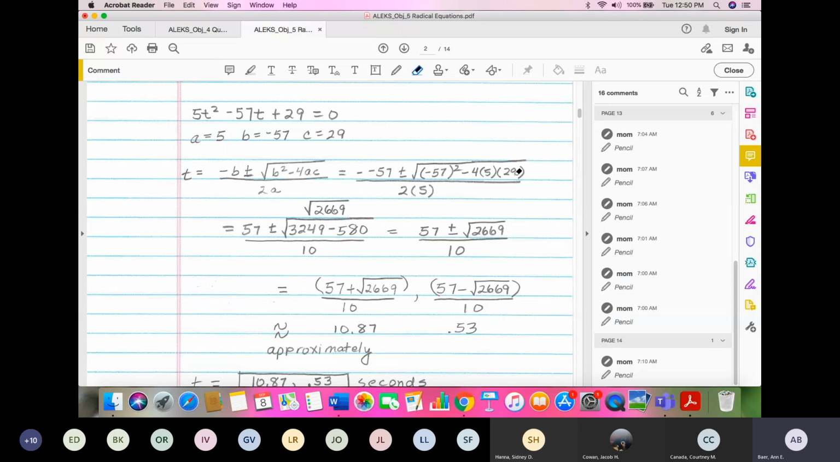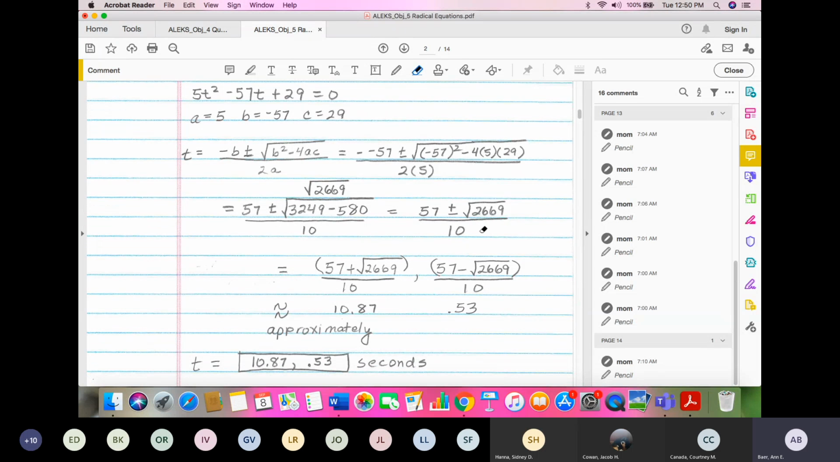Okay, well, I guess you could do it all in one fell swoop, but you can also break it down. So if you did this, negative 57 squared, you'd get 3249 minus, now you might want to do 4 times 5 times 29 and get 580. And then you could do this subtraction and get 2,669. Where does that leave us now? That leaves us with 57 plus or minus square root 2669 over 10.